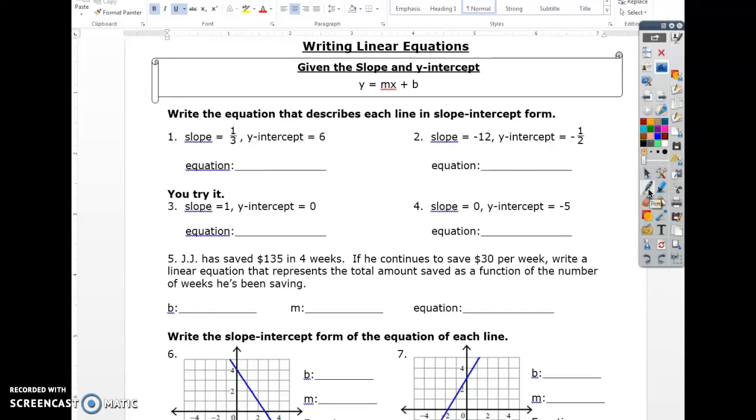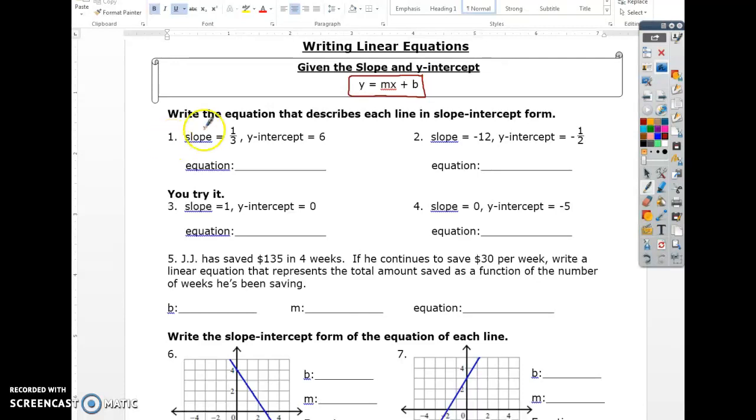Today is a very simple, easy worksheet because most of this stuff is already ready for you to put in the equation y equals mx plus b. That is the slope and the y-intercept. It's called slope-intercept form, and you can also find that in your formula chart.